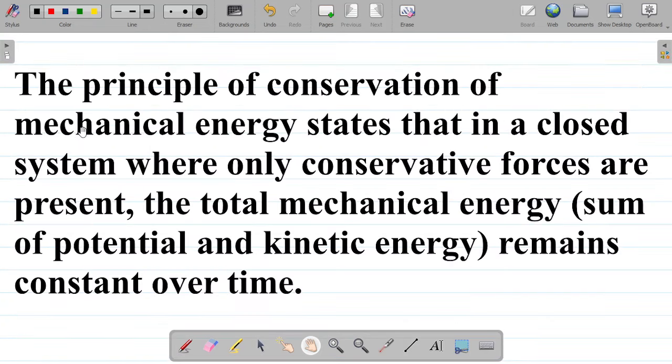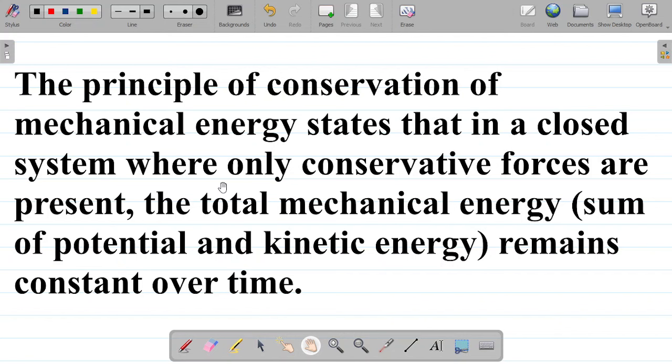part B. Now note that the principle of conservation of mechanical energy states that in a closed system where only conservative forces are present, the total mechanical energy, that's the sum of the potential energy and the kinetic energy, remains constant over time. Okay, this is the principle of conservation of mechanical energy.